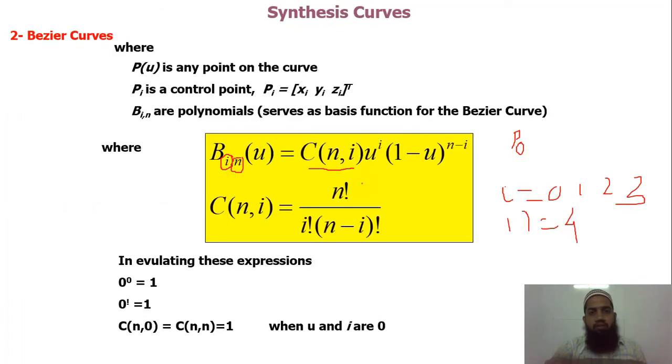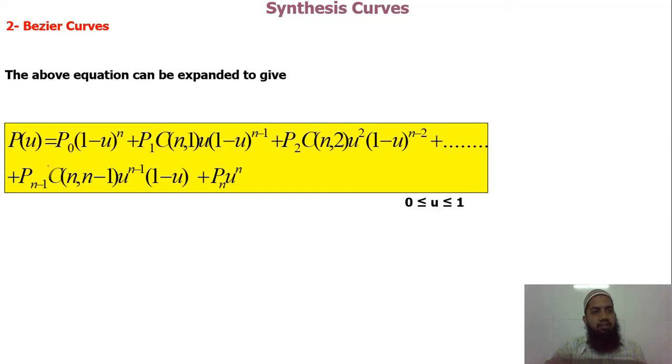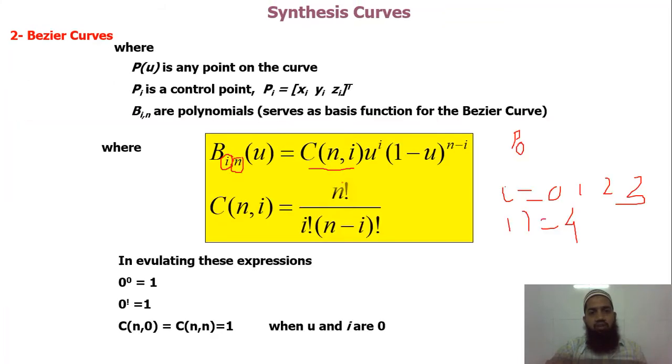After evaluating this, we get the above expression for this formula as p0 times 1 minus u raised to n, then p1, if it is 4 control points. Initially it will be like n, so it will be decreasing. The value of u squared will be increasing, while the other term will always be decreasing.